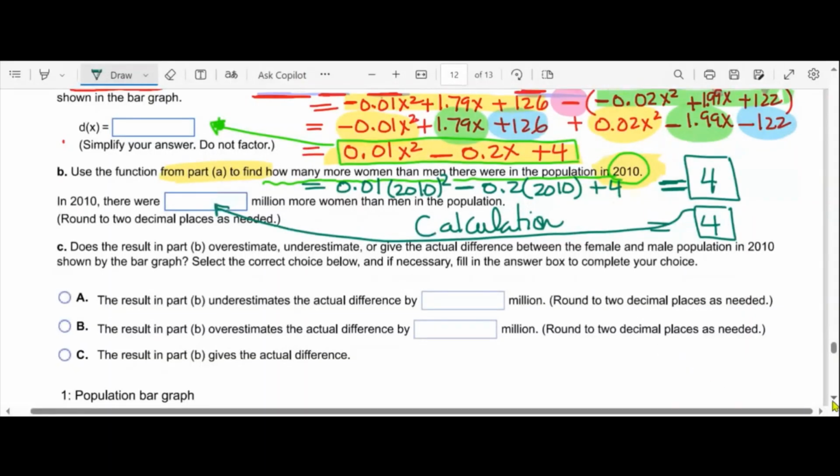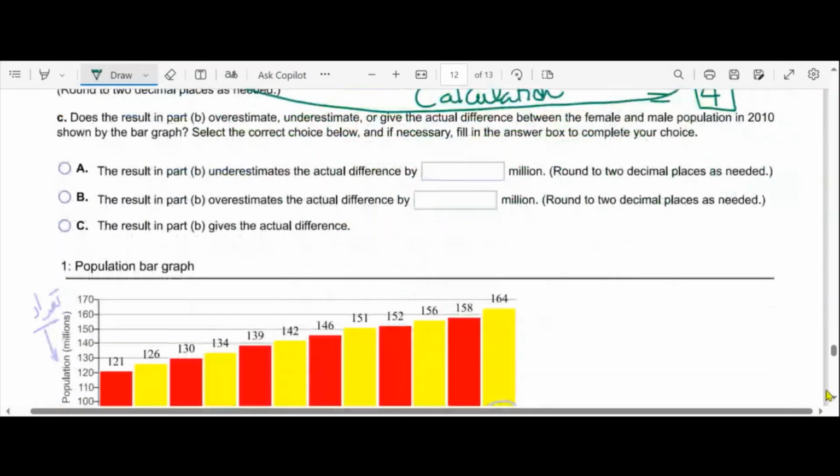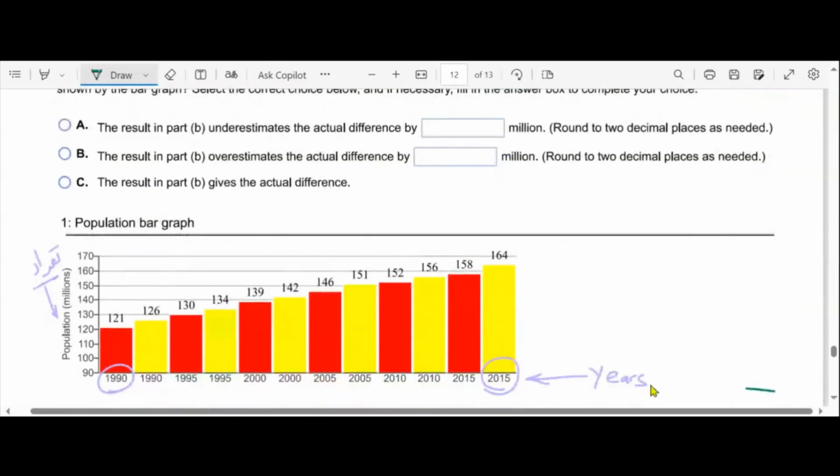Okay, the next one, number C. Does the result of part B overestimate, underestimate, or give the actual difference between the female and male population in 2010 shown by the bar graph? Select the correct choice below and if necessary fill in the answer box to complete your choice.